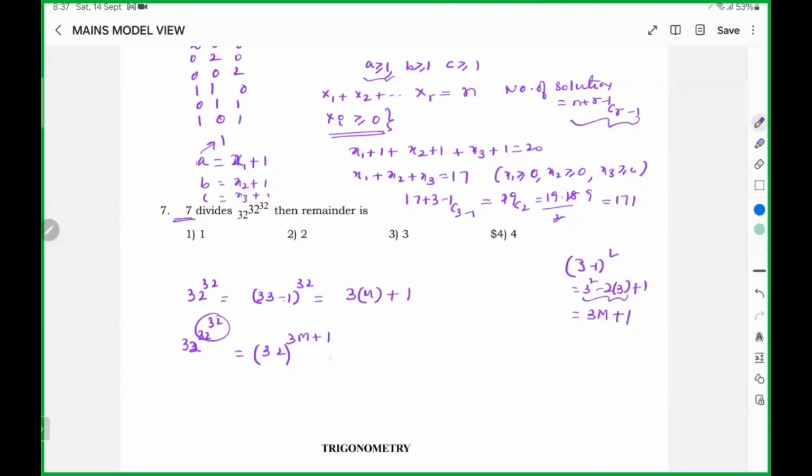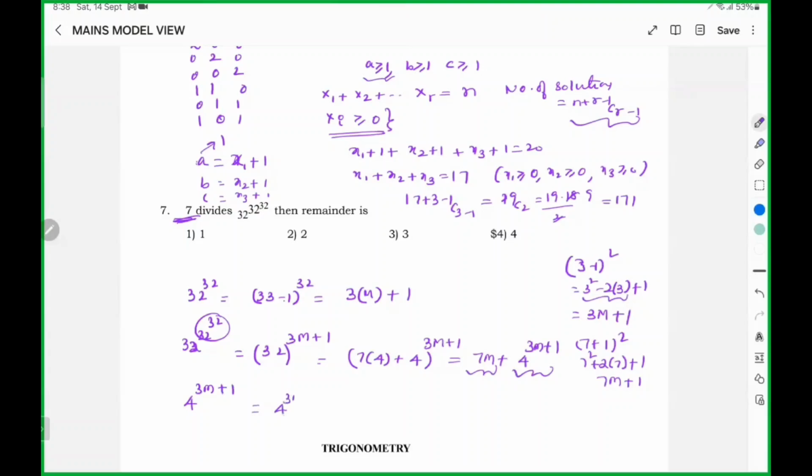So we are dividing by 7. I will write it as 7 times 4 plus 4 to the power of 3 multiple. Suppose 7 plus something whole square, 7² plus 2 times 7, I get a 7 multiple plus 1. I will get here a 7 multiple plus 4^(3m+1). This part is anyhow divisible by 7. We have to look into this 4^(3m+1). I get 4^(3m) into 4, that is (4³)^m into 4. It is 64, that is (63 + 1)^m.